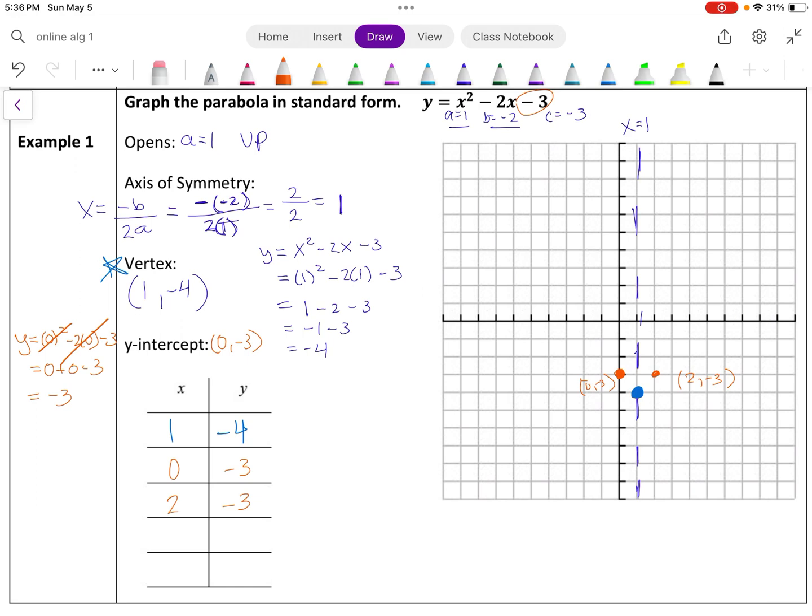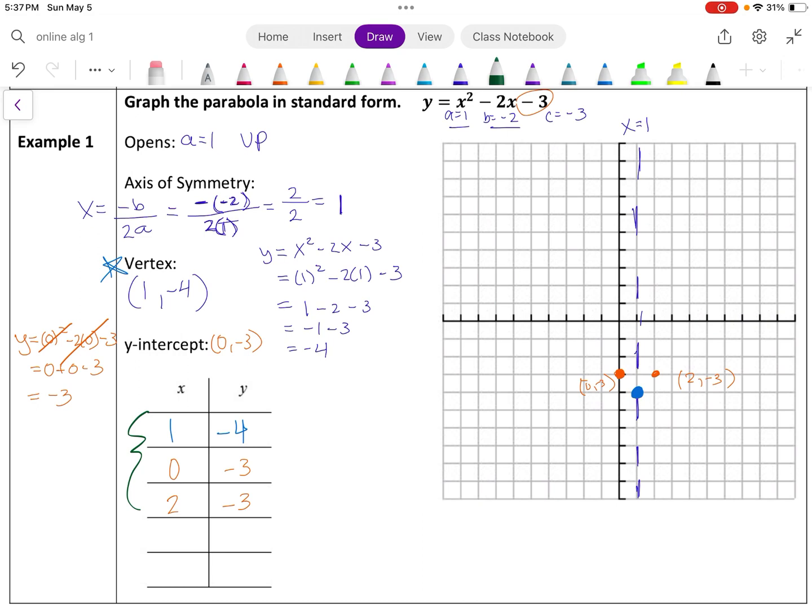Okay, but typically we want 5 points just to give us a good idea of how wide or how narrow this is going to be. So we are going to pick another x value. We can pick any x value we want. It does not matter, okay? But we want to try and keep it close to the x values we already have. We've already used 1, 0, and 2. So I'm going to pick something close. Like I could do -1, I could do 3, maybe 4. I'm not going to pick 10 or even 5.